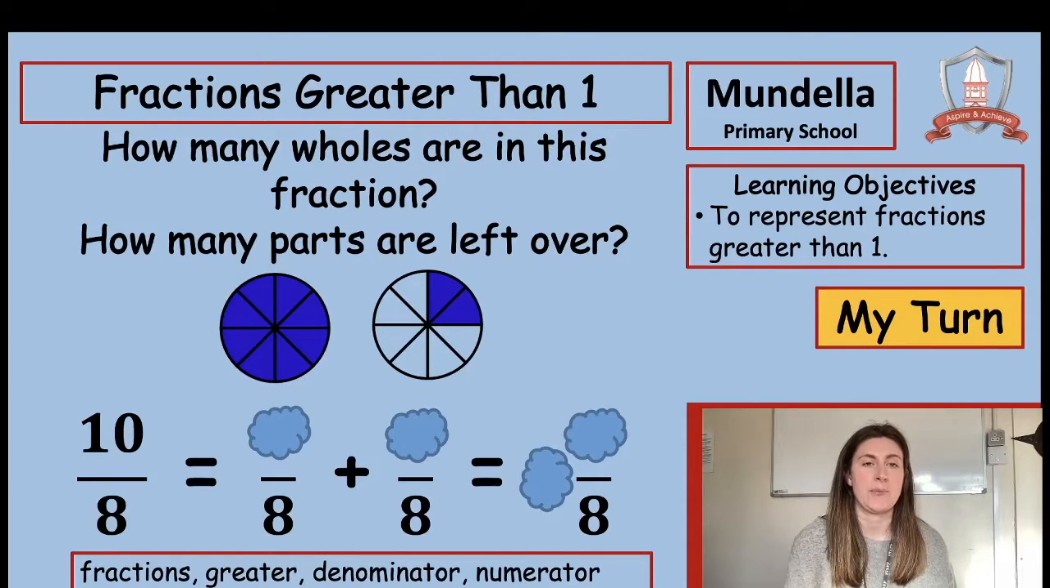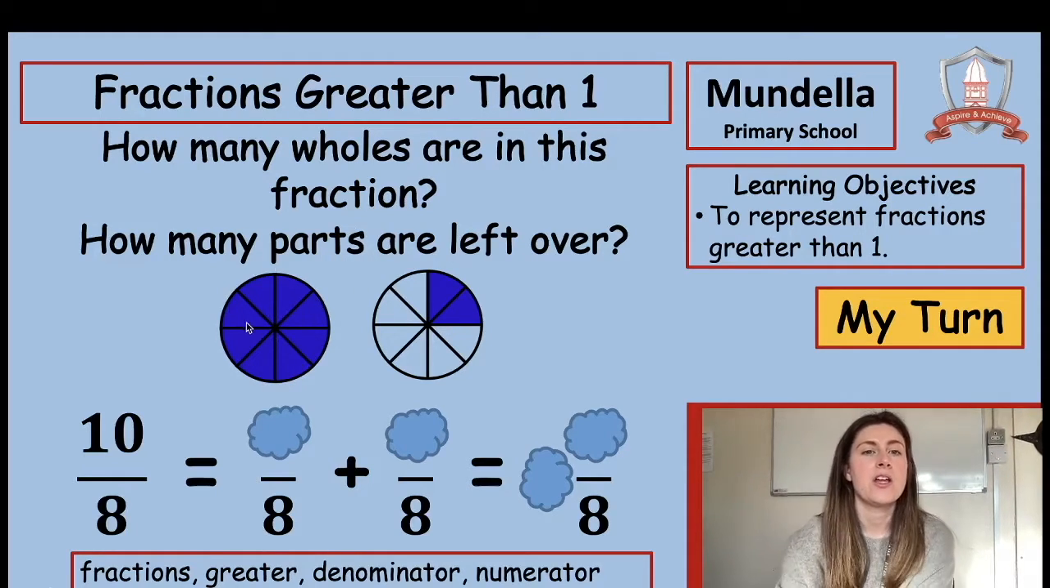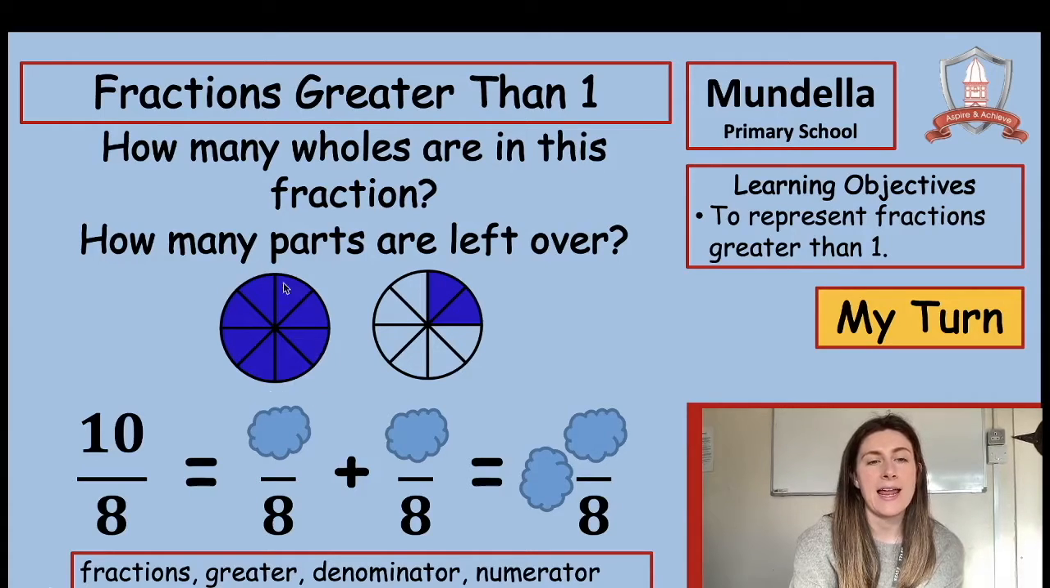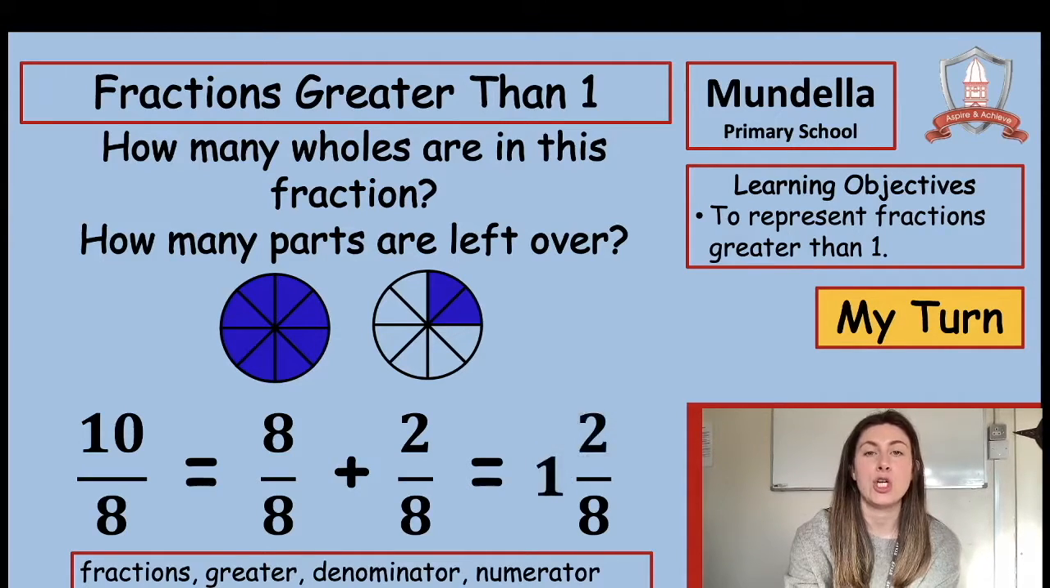Let's have a look at this question. How many wholes are there in this fraction? How many parts are left over? So what have we got here? We've got 8ths here. So we've got 8 eighths here, plus 2 more. So we've got 10 eighths in total. And that is the same as 8 eighths plus 2 eighths. What's the answer to that? How many wholes have I got? I've got 1 whole and 2 eighths.